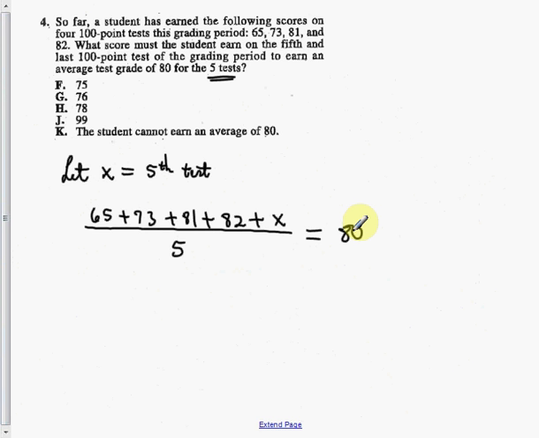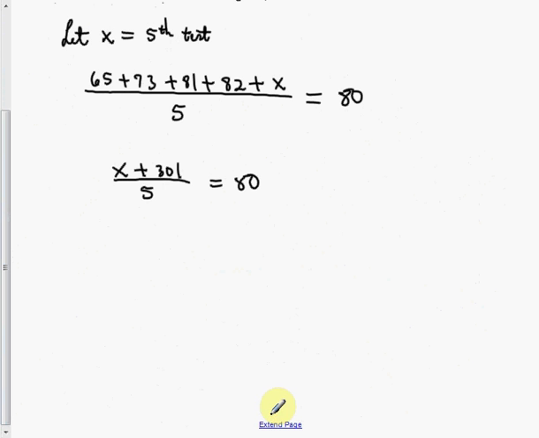Let's see, when you add the 65 plus the 73 plus the 81 plus the 82 gives you 301. So here I have X plus 301 all over 5 is equal to 80. Right? Multiply 5 on both sides, you get x plus 301 is equal to, what's 80 times 5? Very good, just 400.